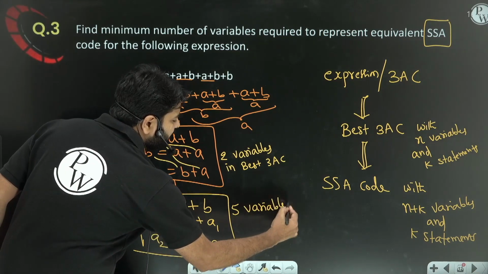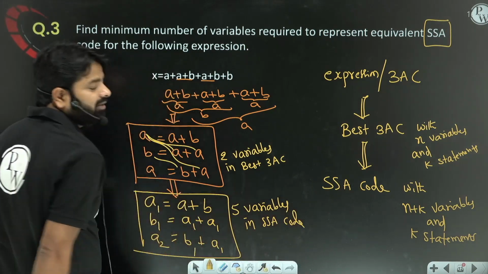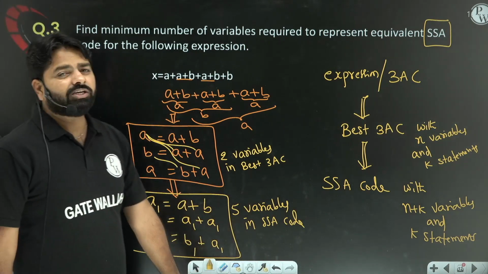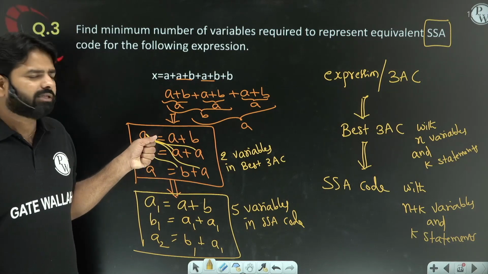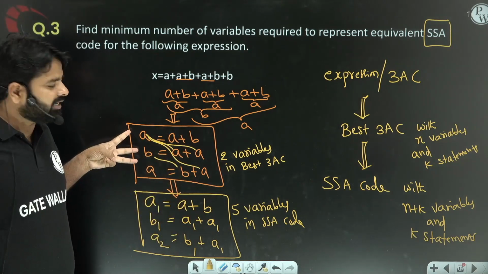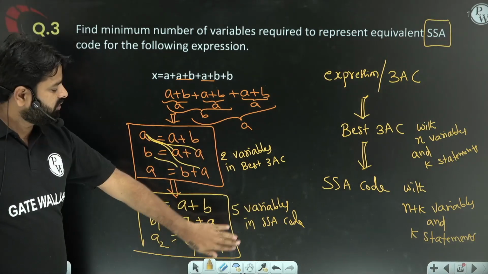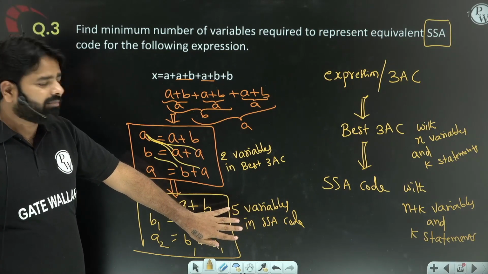If you can understand this concept, then most of the questions in GATE you can do easily. Okay, so this is the best way to write SSA code. Always write the best 3 address code. Now no need to do this, just go there. Okay, I have 3 statements, 2 variables, so 3 plus 2, 5 you will get. Okay, so you can save this time to write this code.